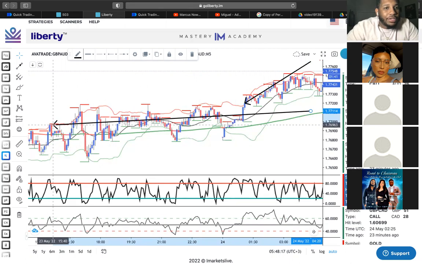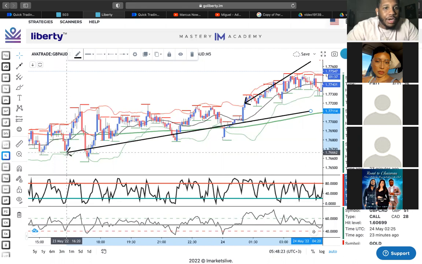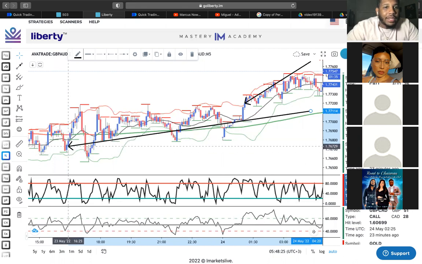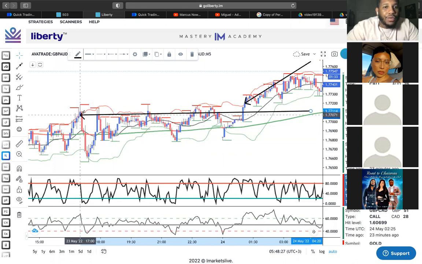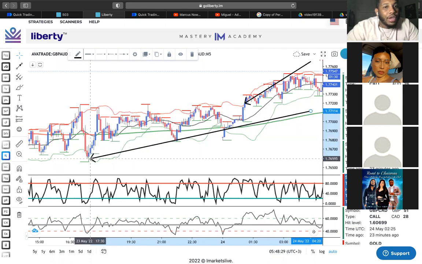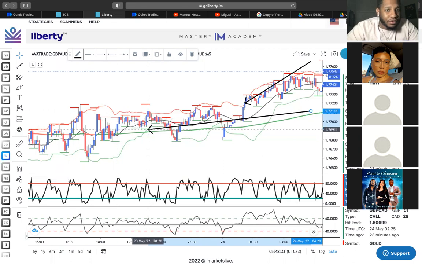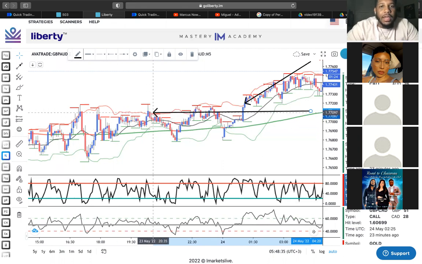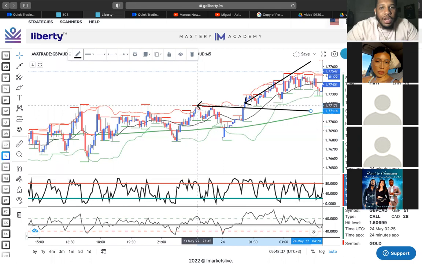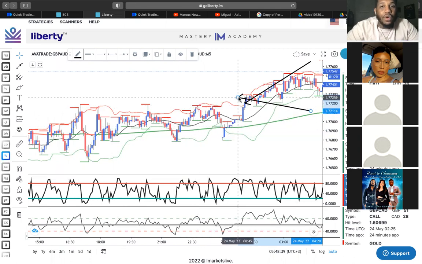So here we had the candlestick touch the red Bollinger Band. What happened next? It went down towards the green. When it touched the green, it went up towards the red. When it touched the red, it went down towards the green. When it touched the green, it went up towards the red. You follow me? Down towards the green, up towards the red, down towards the green, up towards the red, so on and so forth.